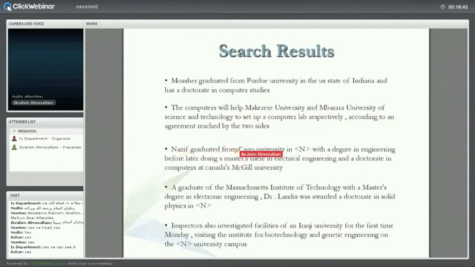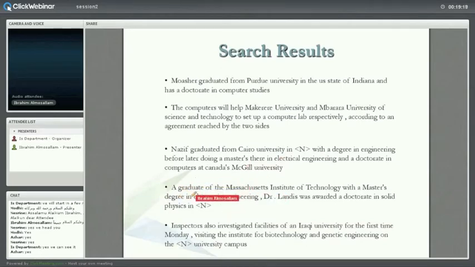Okay. The third one was: Nazif graduated from Cairo University in, and this is a tag for a number, so this could be like 2006 or 2007. This is like a pre-processing step where you just normalize each number with a tag. Anyway, with a degree in engineering, before later doing a master's in electrical engineering and a doctorate in computers at Canada's McGill University. Again, Oxford was not here, but McGill is a pretty prestigious university.